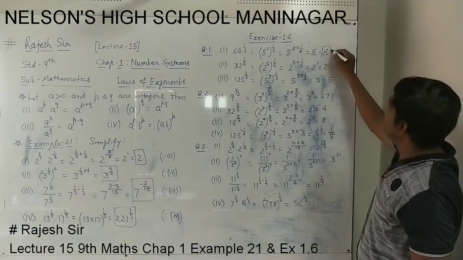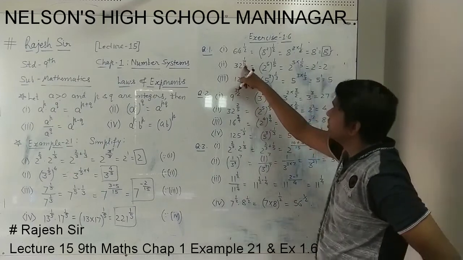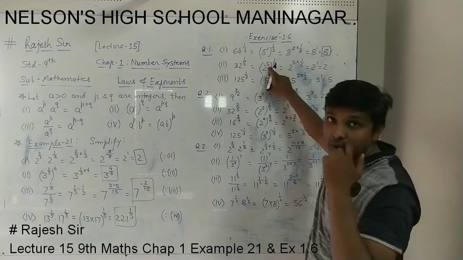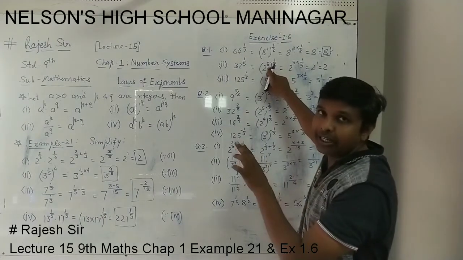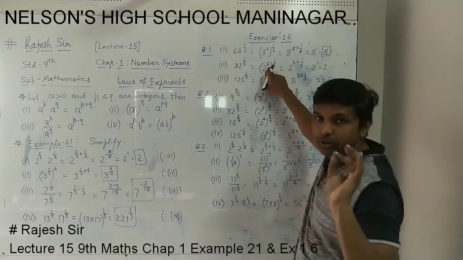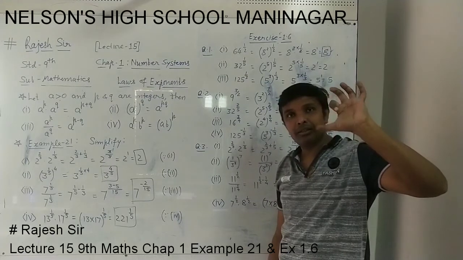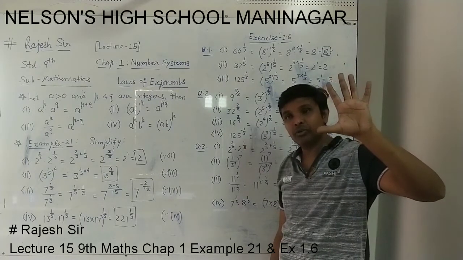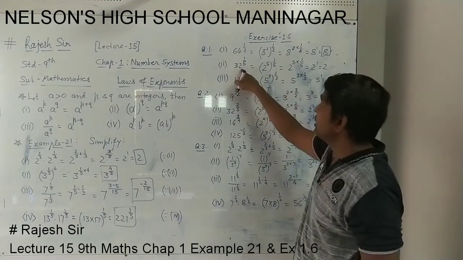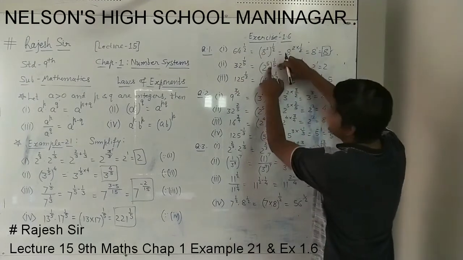This is our answer. Similarly, second number, 32 raised to 1 by 5. 32 can be written as 2 raised to 5, because 2 raised to 5 means 2, 2, 2, 2, 2, 5 times we have to multiply. 2 2s are 4, 2 4s are 8, 2 8s are 16, 2 16s are 32. So 2 raised to 5 is 32. So in place of 32 we can write 2 raised to 5 and the 1/5 power is as it is.